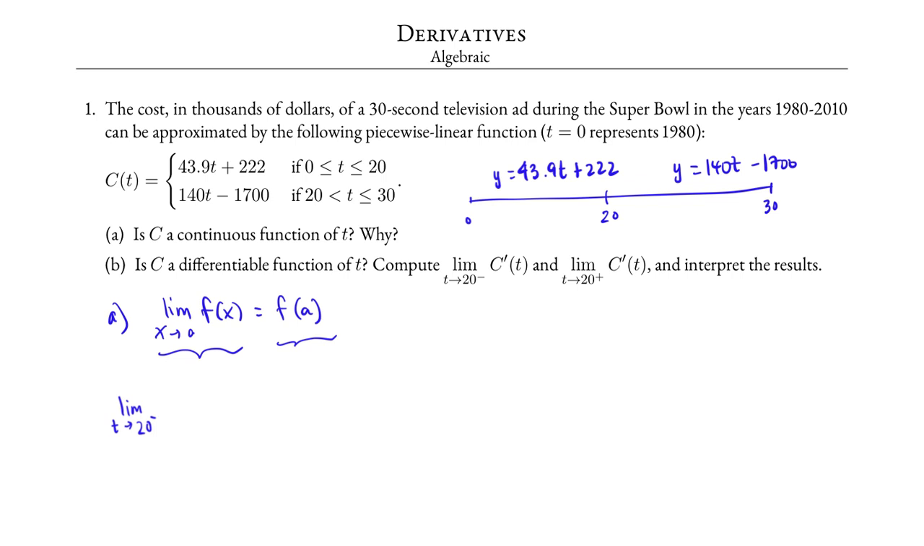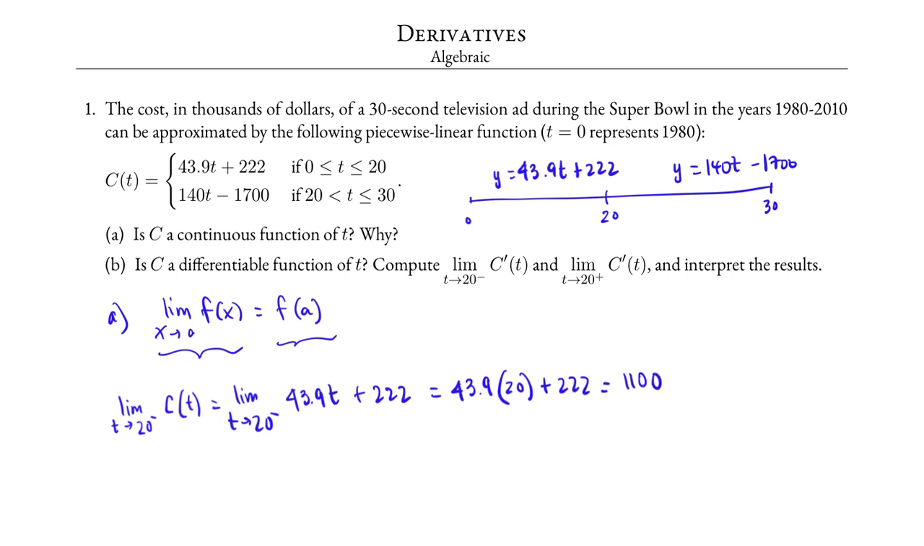The limit as t goes to 20 on the left-hand side of this cost function is the limit as t goes to 20 from the left, and the piece that we will use is 43.9t + 222. As t goes to 20 from the left-hand side, think of this as 19.99999, which is almost 20. And we see that this limit is 1100.